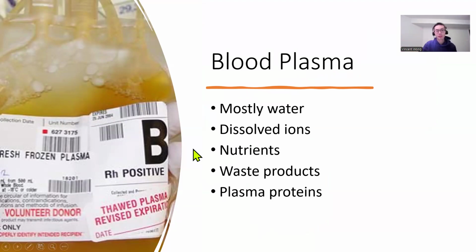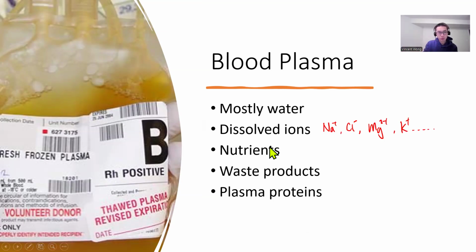So, very similar to the plasma here. Like I said, it's mostly water. There are some dissolved ions in it, all the ions that you can think of, like sodium, chlorine, magnesium, potassium, a bunch of stuff. These are essential electrolytes that are needed in the body, and they are found in the plasma portion of the blood.